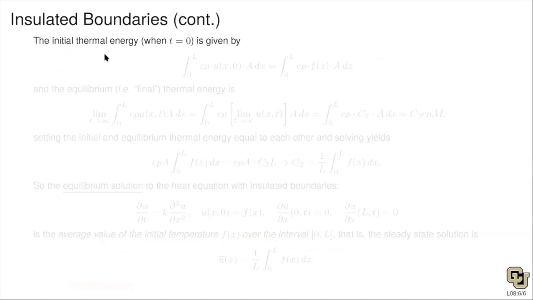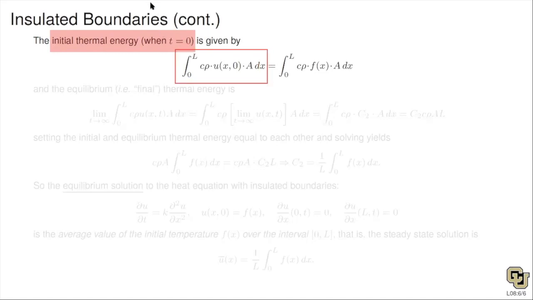Okay, so let's calculate the initial thermal energy when T equals 0. I'm going to take that integral that calculates the total energy and plug in 0 for T. Now the initial condition kicks in. We're given that U of x,0 equals F of x. So I replace U of x,0 with F of x.